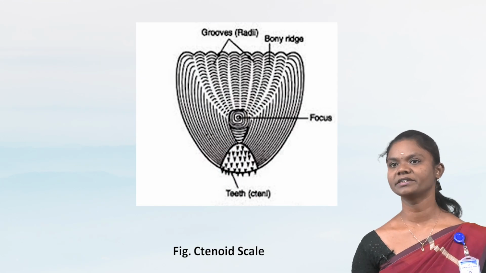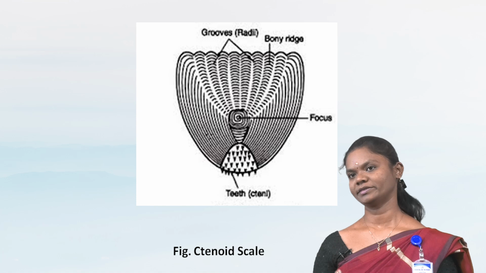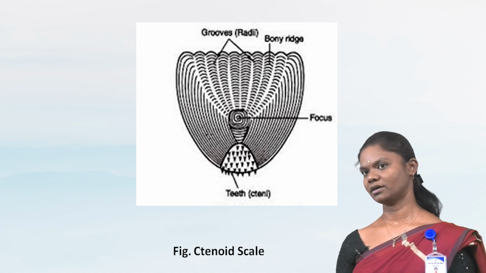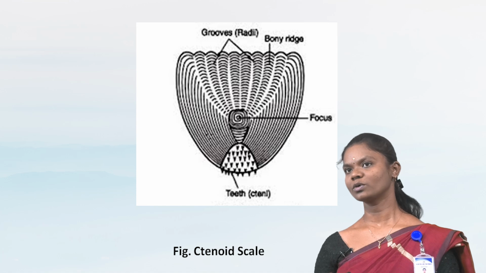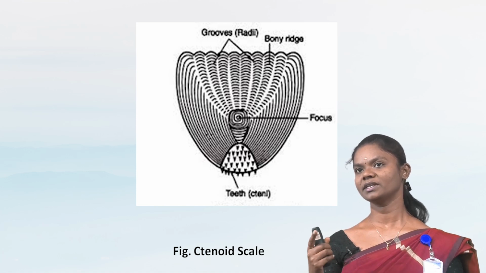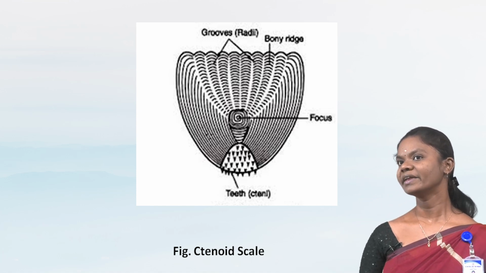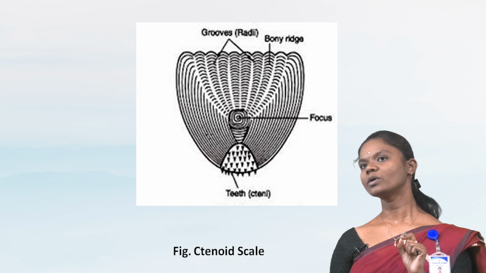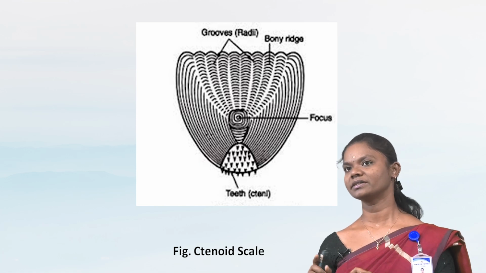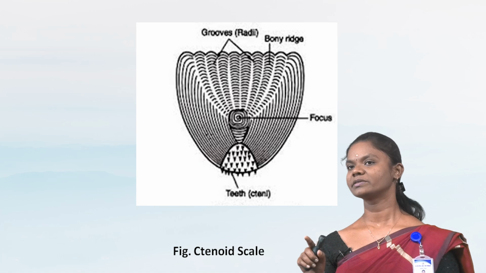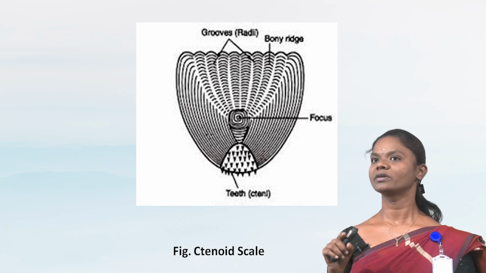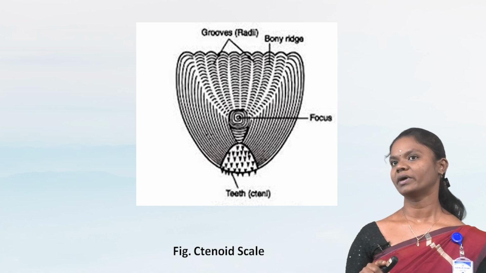And this is a ctenoid scale. At the posterior end, the teeth are present, and the center rings are focused, and finally the posterior end grooves are bony ridges. The small line that is present in the ctenoid scale. The small rings are called the bony ridge.